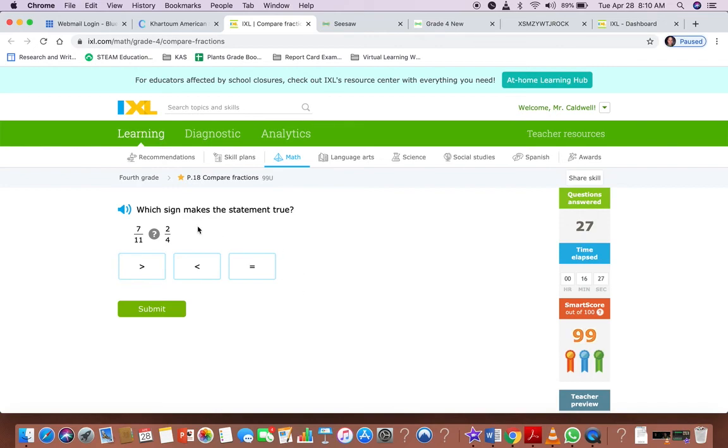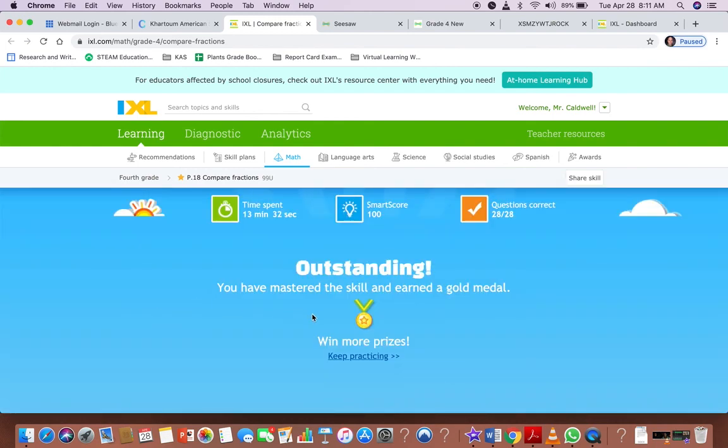All right, which statement makes the statement true? 7/12. All right, that's a little above half. And then 2/4 is half. So we know this one is bigger than half. So we don't even have to do the math on all of these to know the exact answer.